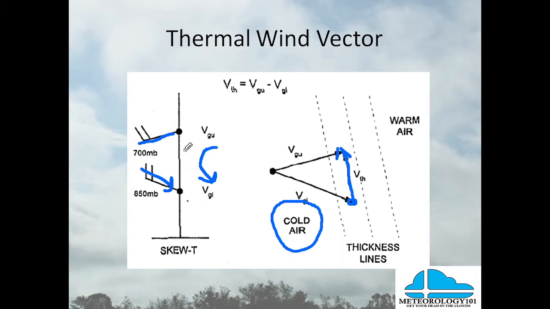Just use a SCOOT chart at a certain location, and then you can see pretty much right away if you have veering or backing with height, and then you can indicate what kind of a temperature advection you have.